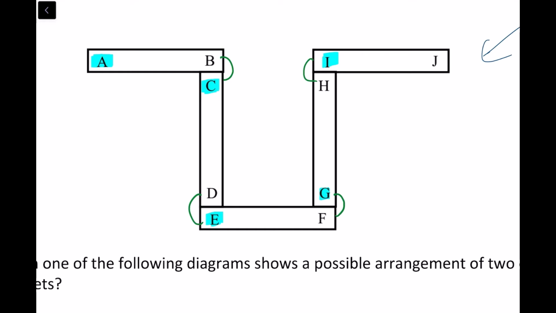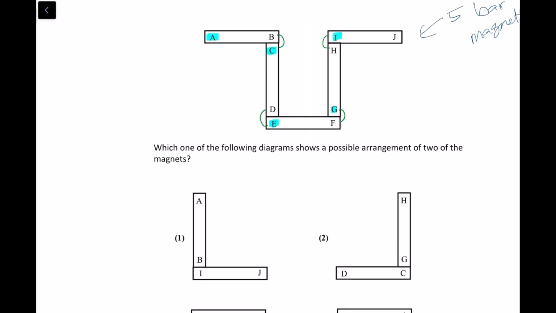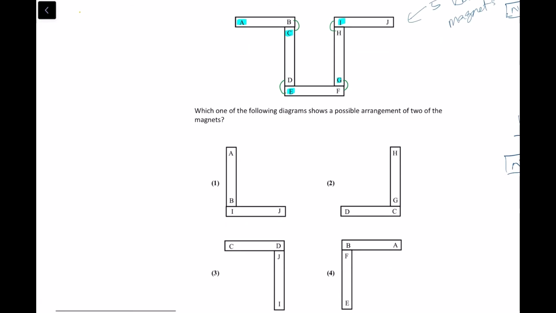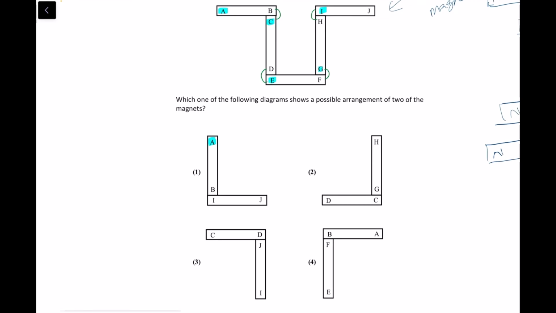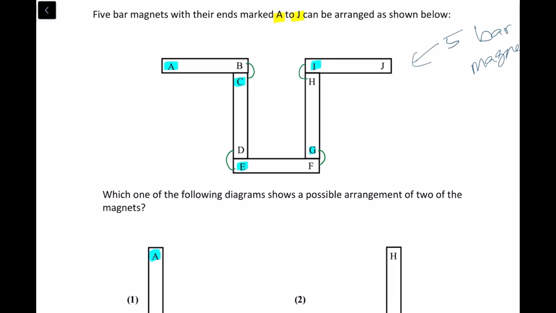Now that I have all these blue highlighted alphabets, I would go into the options and highlight all the alphabets with the same color, meaning that I would look at all A's in the options and highlight them with blue, all C's with blue, all E's with blue, all G's with blue, and then all I's with blue. Then I would go back to the main figure and highlight the remaining unshaded alphabets with a different color.